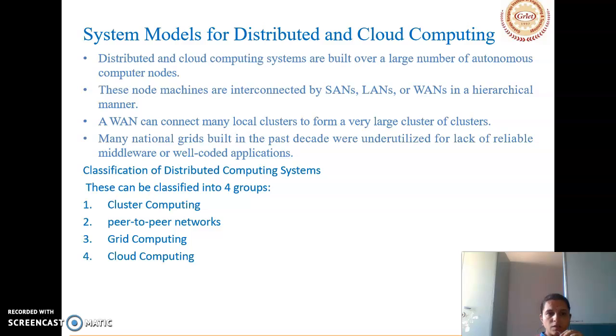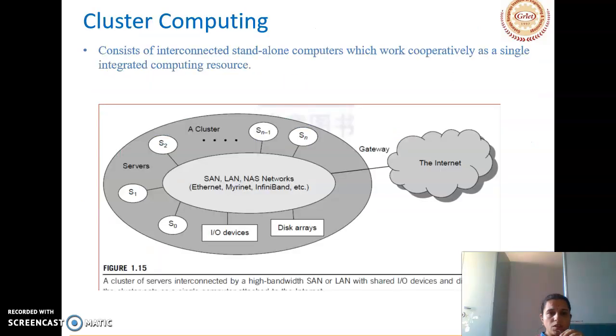Many national grids built in the past decade were underutilized for lack of reliable middleware or well-coded applications. There are different types of distributed computing systems. Those are classified into four types: cluster computing, peer-to-peer networks, grid computing, and cloud computing. Here, first we are going through cluster computing.